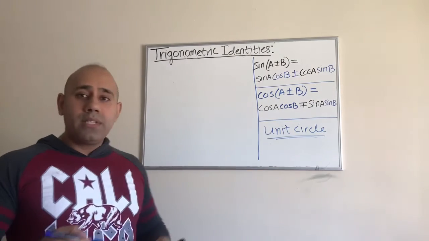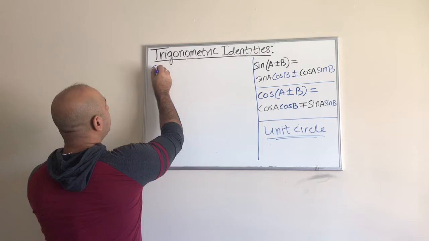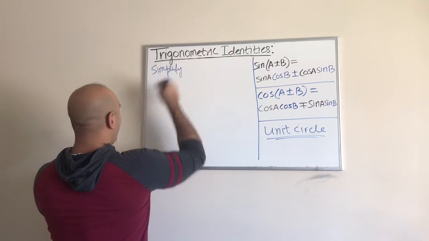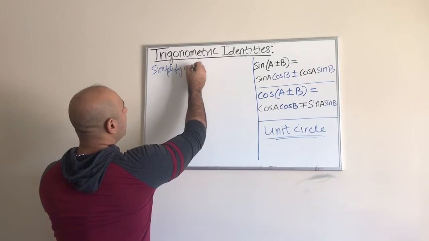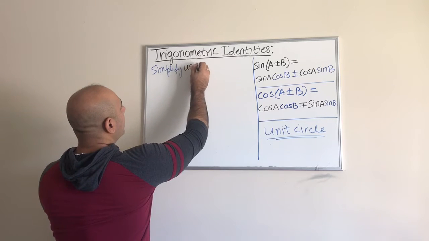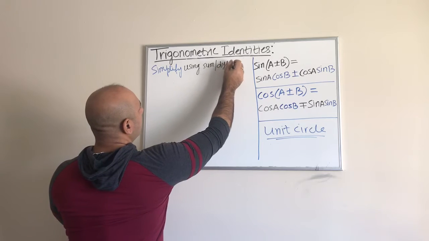So let us start with the first example. Guys, the first example that I want to do is we want to simplify sine of pi over 12. Simplify using sum or the differences.